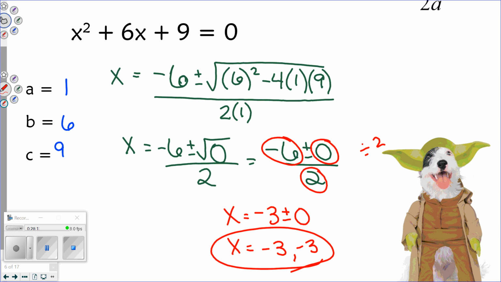Now, I made the note to you guys on the previous one about the discriminant. What did your discriminant equal? 0. Is 0 a perfect square? Yeah, 0 is a perfect square. So that means this original problem would have factored. I think somebody caught that from the beginning, right?